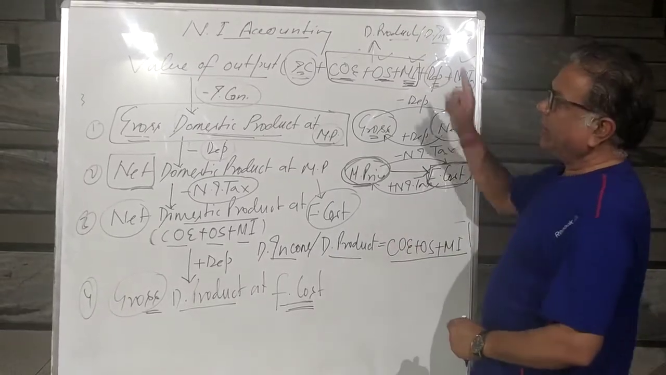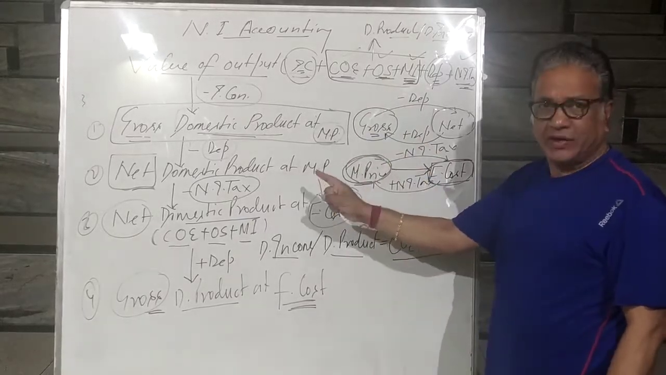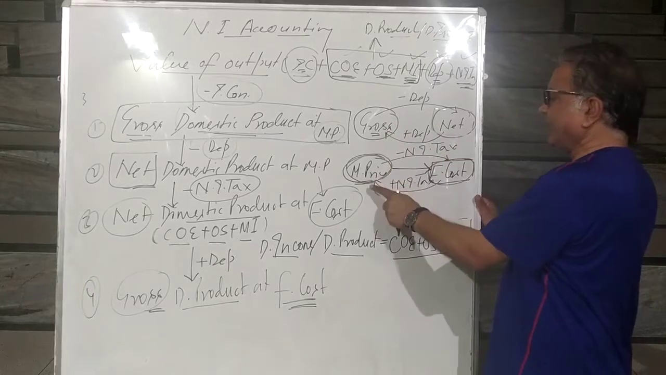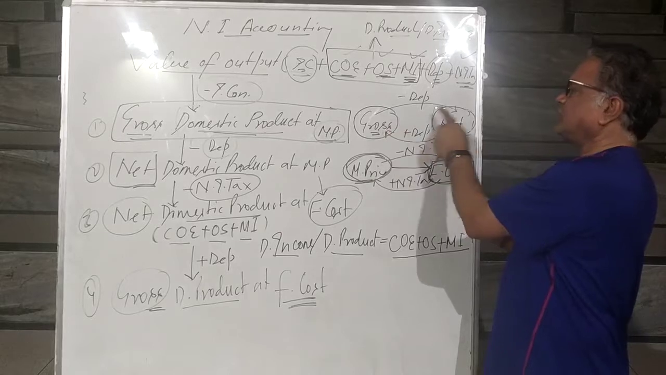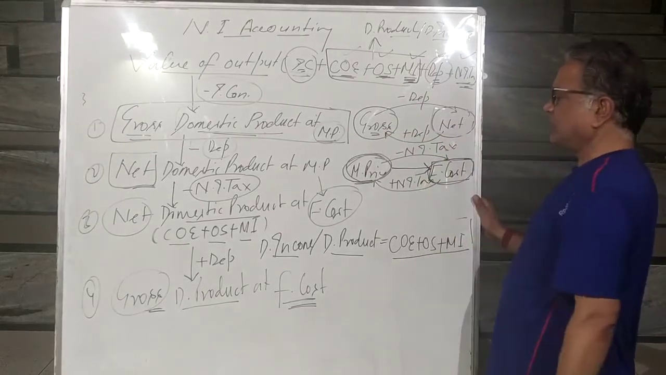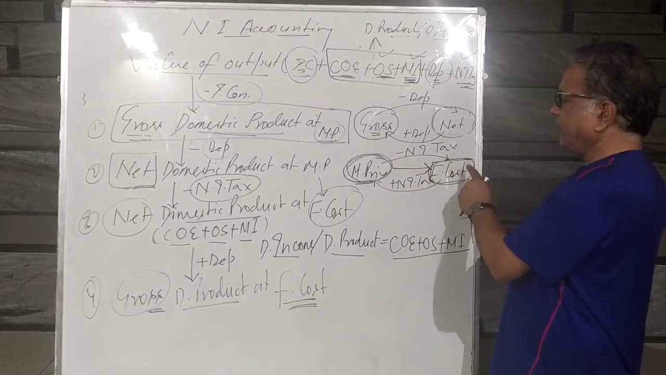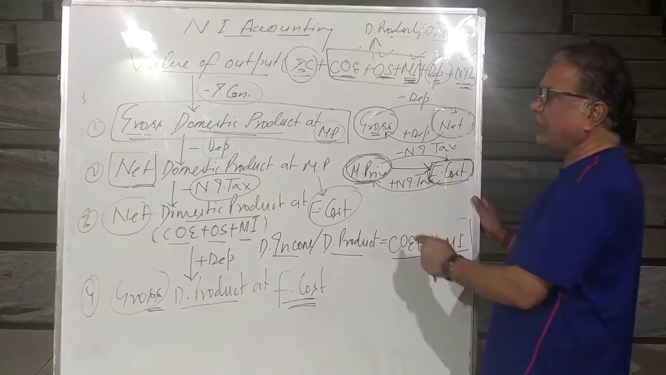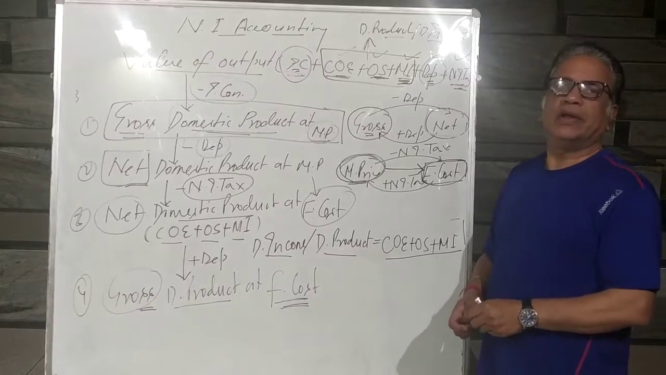Once again, here we have discussed the four aggregates of domestic product. We also discussed how to convert gross into net and market price into factor cost and vice versa. To convert gross into net, minus depreciation; net into gross, plus depreciation. Market price into factor cost, minus net indirect tax; and factor cost into market price, plus net indirect tax. In the next video, we'll discuss the four more aggregates of national product.